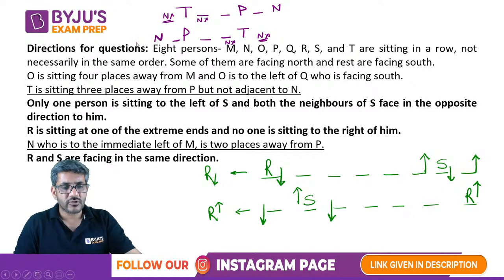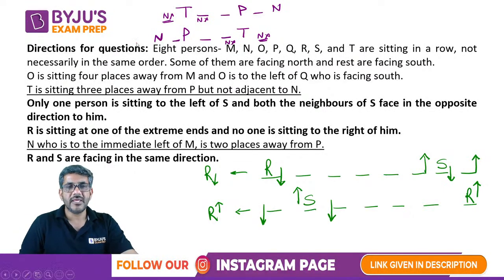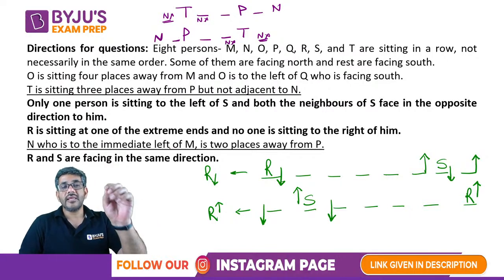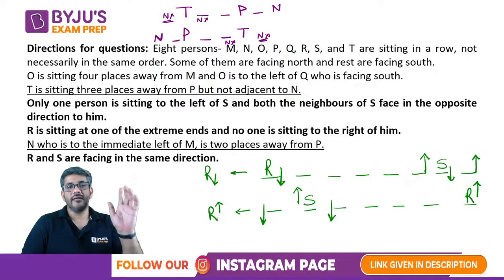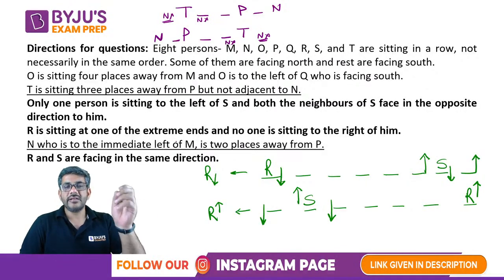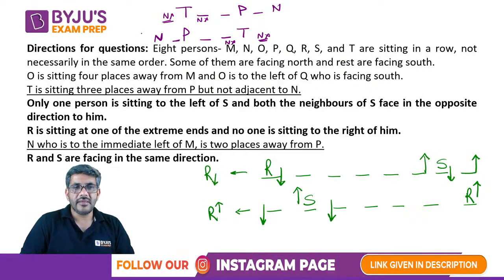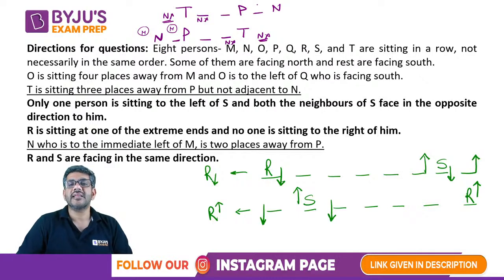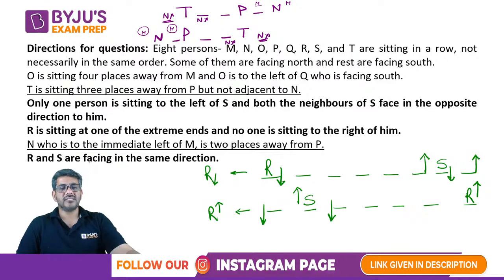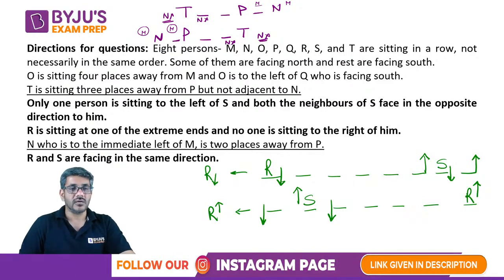I hope this part is also clear to all of you. समझ रहे हैं मेरी बात? P से 2 places away I have N. So either this was the scenario or this. यहाँ N आ नहीं सकता था, so I put it here. Similarly in this case I have put it here. And M is to the immediate left of N. So M can be here or M can be here. अब left में इसलिए नहीं बता पा रहा because I don't know which direction N is facing. So M can be here or M can be here. These are the two possibilities that are going to occur now.